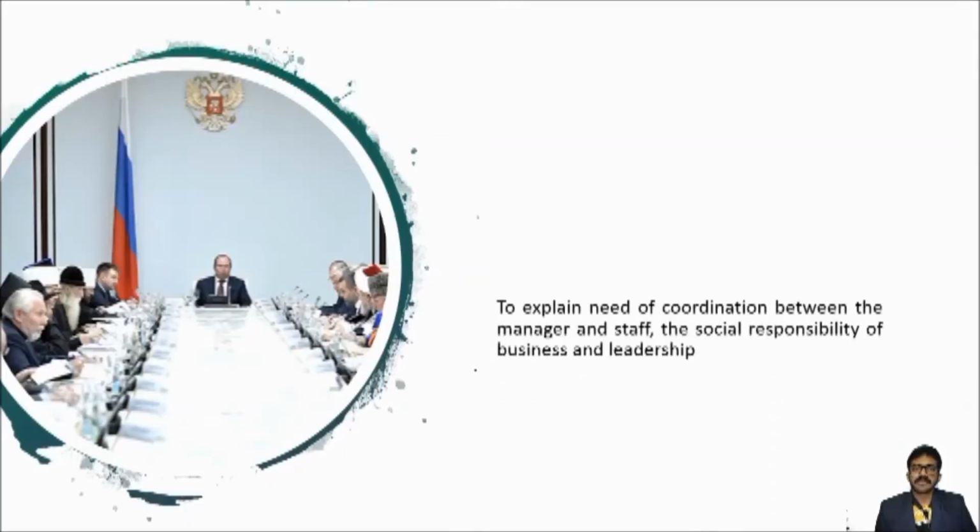The next objective in this subject is to explain the need for coordination between the manager and the staff, the social responsibility of a business, and leadership. This is one of the important objectives, that is, to bridge the gap between the manager and the staff: how exactly the manager should behave with the staff and how the staff should behave with the manager. If this bridge is broken, the company is not going to sustain, as we are all aware. Also, what are the socio-economic responsibilities of a businessman, even that we are going to discuss in this module.